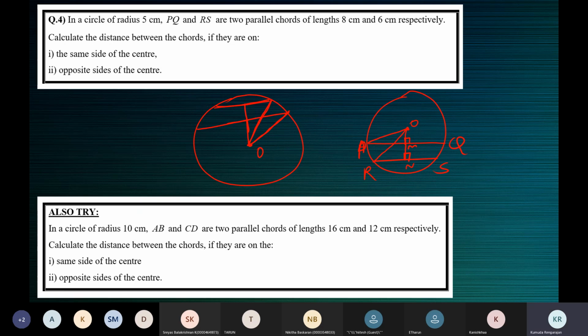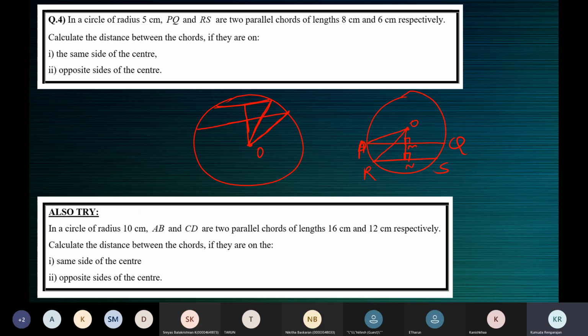So PQ chord, RS chord. Longer chord closer to the center. So PQ is 8 centimeters, RS is 6 centimeters. So PQ will be closer to the center because it's 8 centimeters. So you can see it. OM is the perpendicular distance of the chord PQ from the center. ON is the perpendicular distance of the chord RS from the center. OP radius, OR radius.